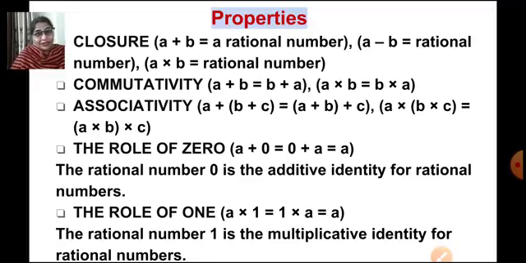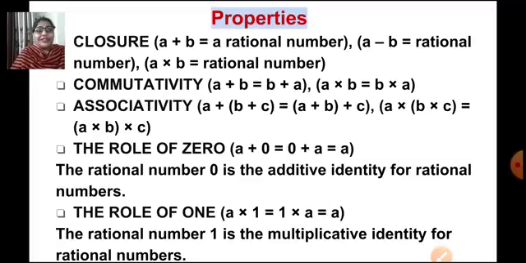Rational numbers are closed under addition, subtraction and multiplication, and division we have seen, children, only when the denominator, that is, it is not divided by a 0, right? Then commutativity, we have seen that a plus b is equal to b plus a, or a multiplied by b is equal to b multiplied by a.